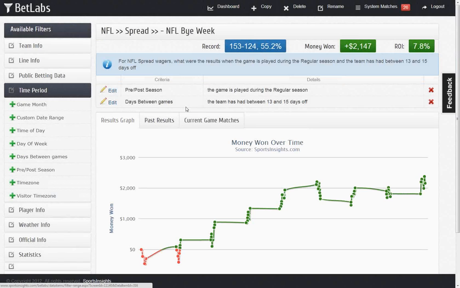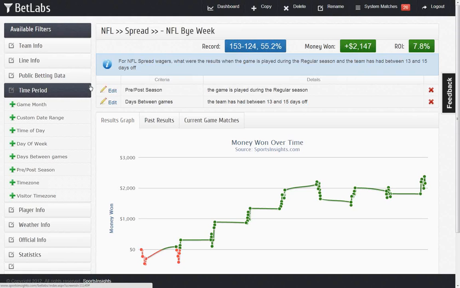So teams coming off a bye, basically playing on the 14th day, win at a significantly bigger rate against the spread than the 52.4% break-even, and you quickly see that the great money won, and then the return on investment is close to 80%.